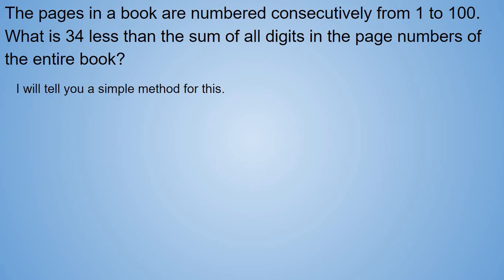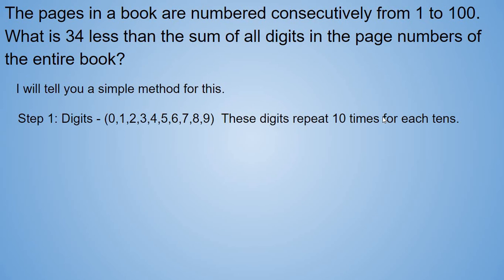Okay, I don't think anyone wants to write down all the digits from 1 to 100 and add all of them up. That would just take forever. I don't want to do that. So there's a simple method for this. In just normal counting numbers or digits, there are 10 digits, right? 0, 1, 2, 3, 4, 5, 6, 7, 8, 9. And these digits repeat 10 times for each tens in 1 to 100.